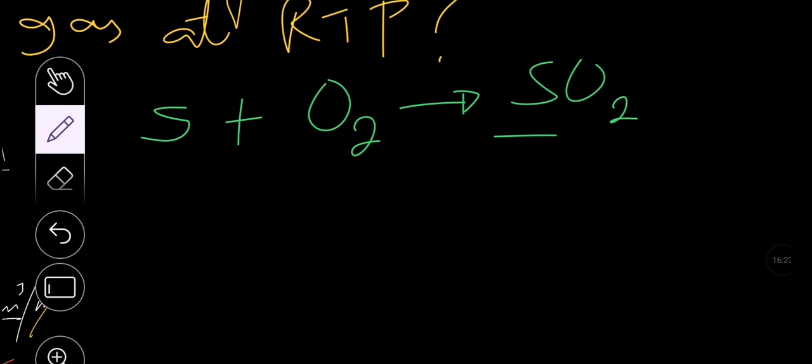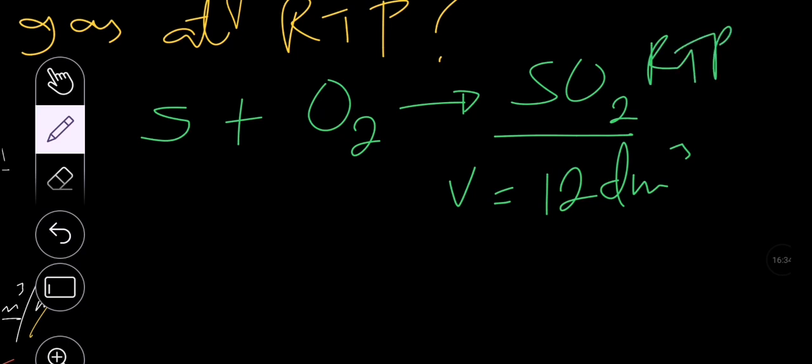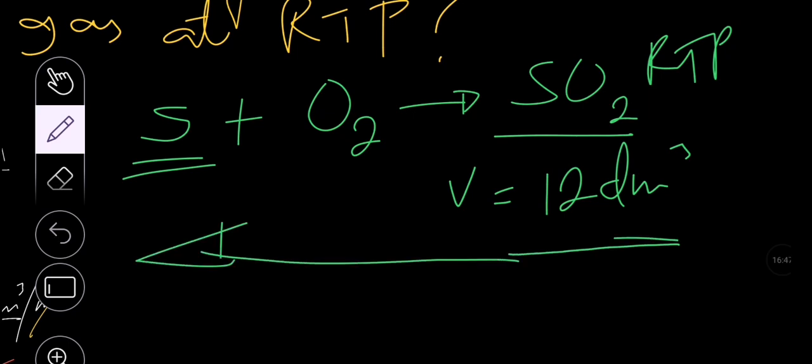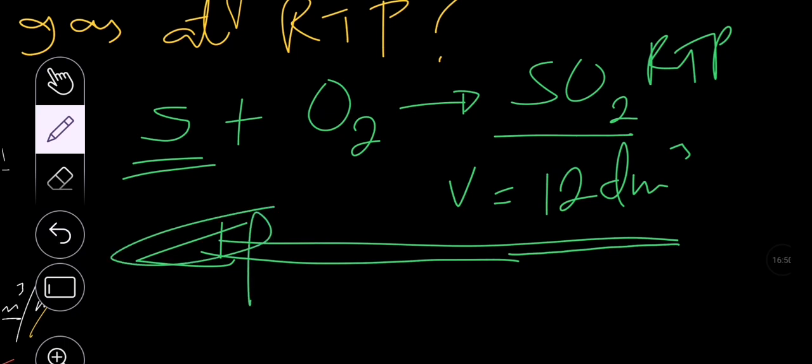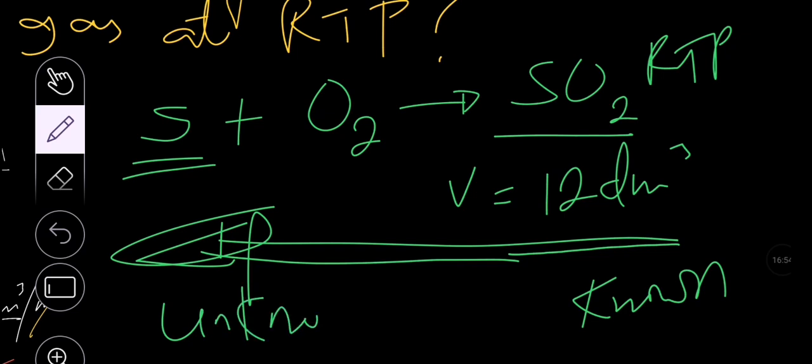So this time we're given this side. What are we given? We're given volume, which is 12 cubic decimeter. The volume that has been produced, remember, is at room temperature and pressure. We need to find the mass of this, so we're going to start from what we know to what we don't know. From known to unknown.